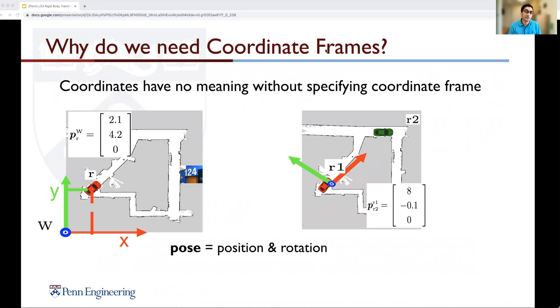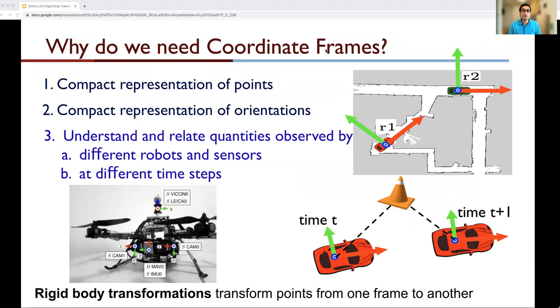Any position or pose of the robot only makes sense when you have defined a coordinate frame in which you are describing that pose. The pose of the robot is a combination of the position and the orientation, or the rotational aspect, of the robot. So you have X, Y, and Z and theta, which fully describe where one robot is located, either with respect to another robot, in the case where you're talking about a frame of reference of robots themselves, or the absolute pose with respect to the world frame or the coordinate axis at the bottom left. The other reason we need coordinate frames is to understand and relate quantities observed by the robots, say by the different sensors, as we can see in this drone, and robots at different time steps as they move through the world.